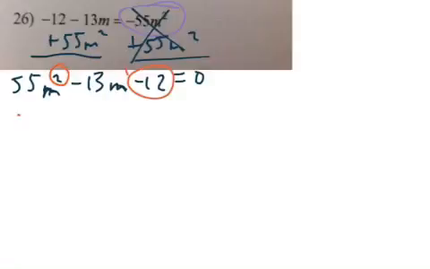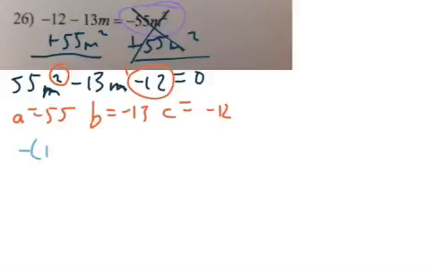So does everybody agree my A is 55? Yes, that's a big number, but that's why we use calculators. B equals negative 13. C equals negative 12. Okay, let's get to work here.